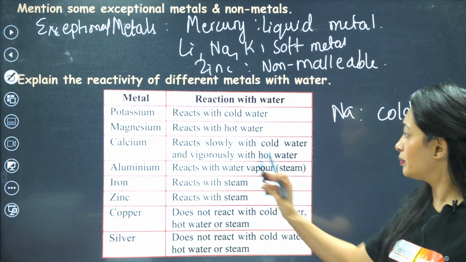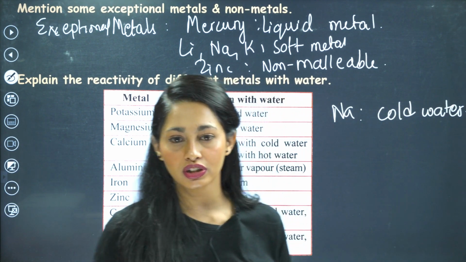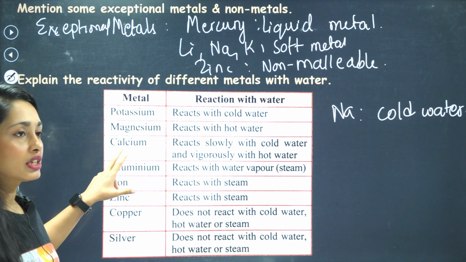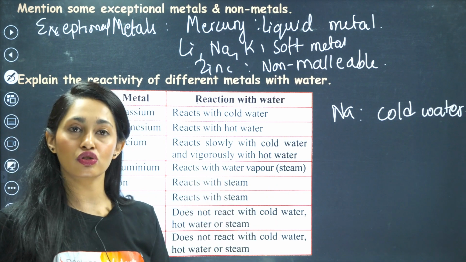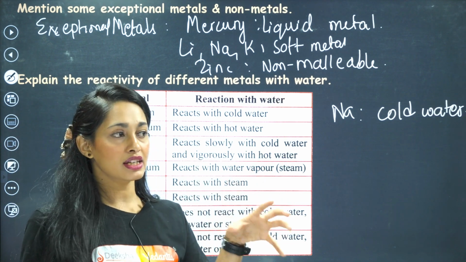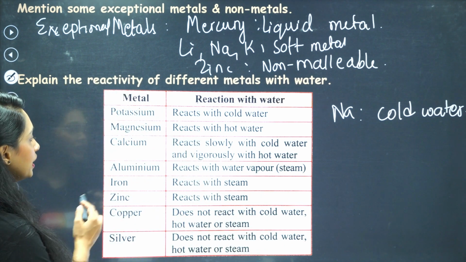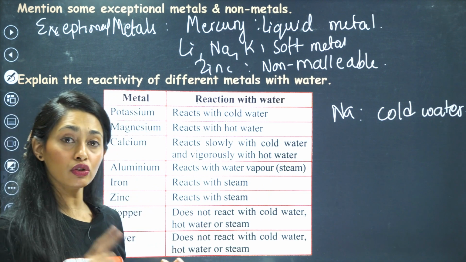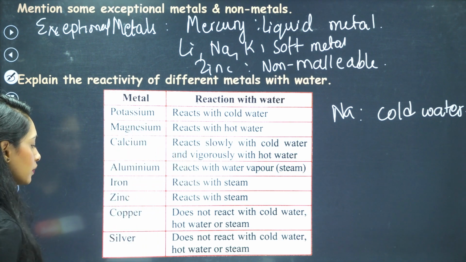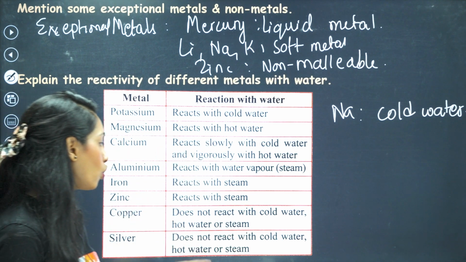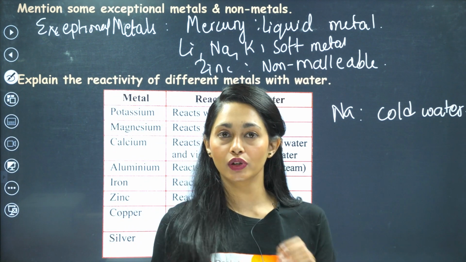Next, magnesium reacts with hot water. Calcium reacts slowly with cold water and vigorously with hot water. Calcium is going to start floating on water, because the evolved hydrogen gas is going to deposit on the metal, causing the metal to float. Next, aluminium reacts with water vapor. It is neither going to react with cold water nor hot water, but with steam. Iron reacts with steam. Zinc also reacts with steam. Copper does not react with cold water, hot water or steam.